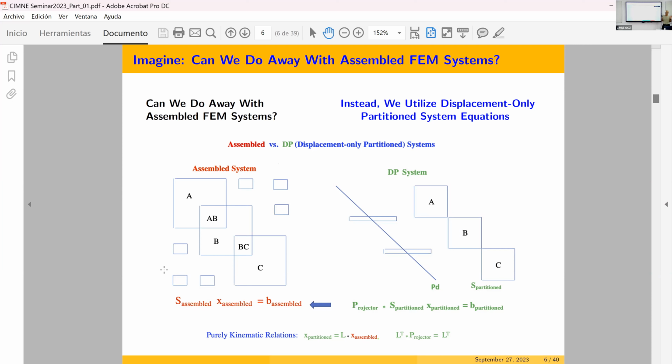And if you multiply that projection operator to this block diagonal thing, and the unknown is much bigger, and then there's a right-hand side, the solution X partition is exactly the same as the solution assembled by a Boolean transformation.